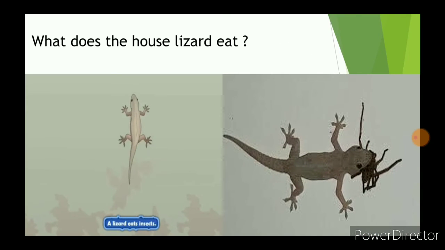What does the house lizard eat? If you see a house lizard on a wall, you will see that it is after some insects because it eats insects as its food. It eats flies, mosquitoes, cockroaches, etc.